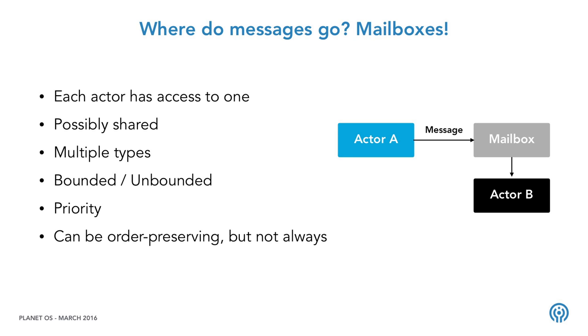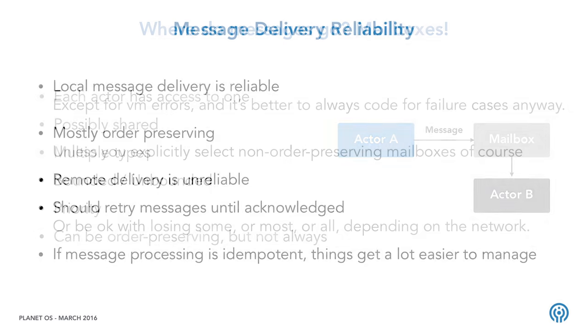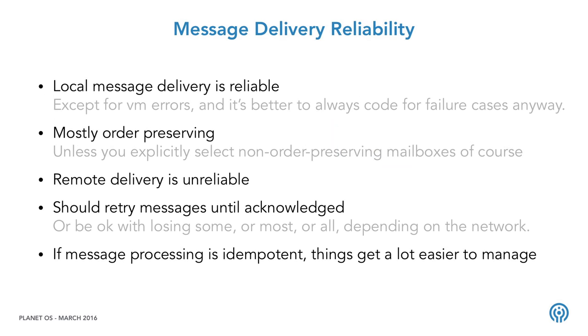So if you send a message, how reliable is this? Right. So local message delivery is reliable except for virtual machine errors. So if you send a message that's too large and can't fit in the memory, obviously the JVM cannot handle that. Technically, you can write code in a way that assumes that message delivery is reliable, and in local machines it will work, but it's always better to write code that also works under different circumstances. So you usually don't want to expect that message delivery is reliable.